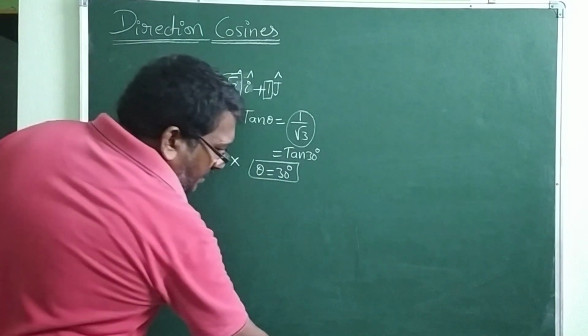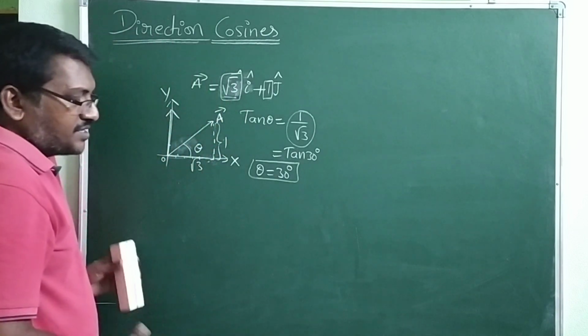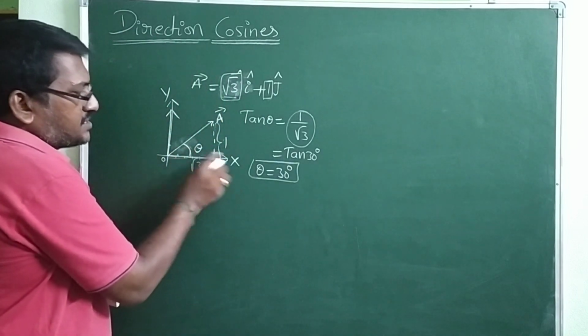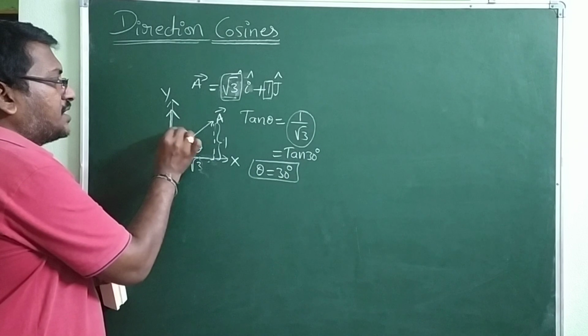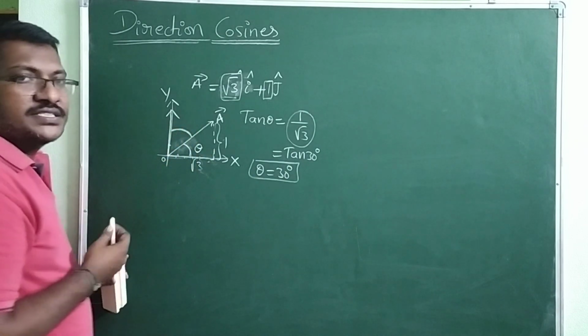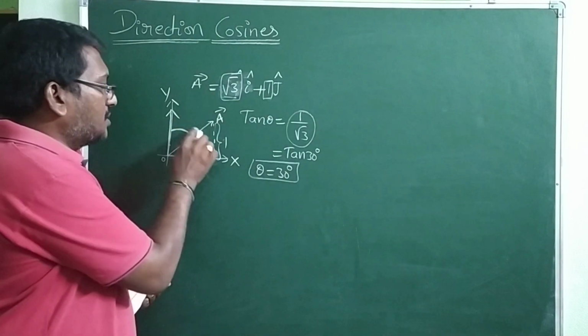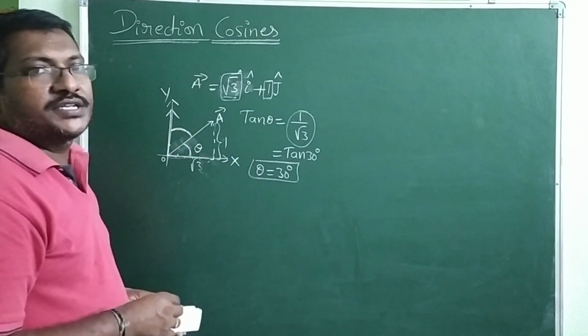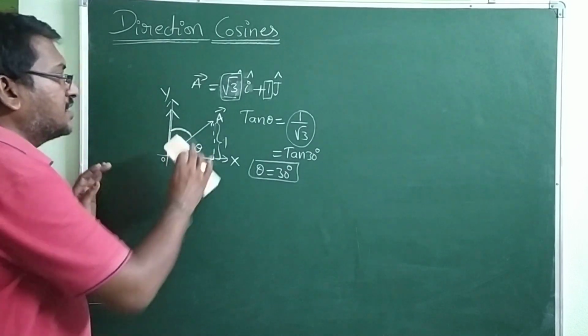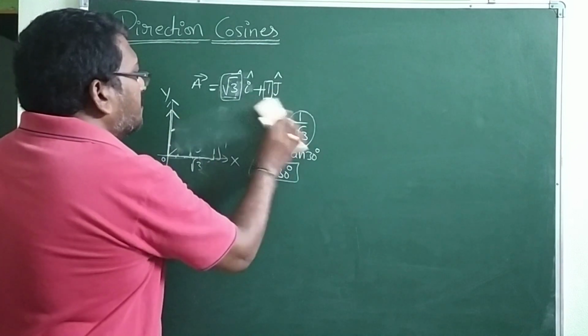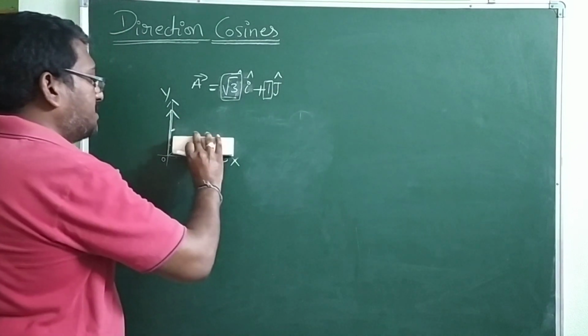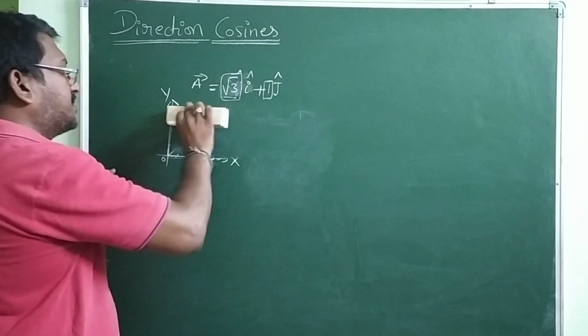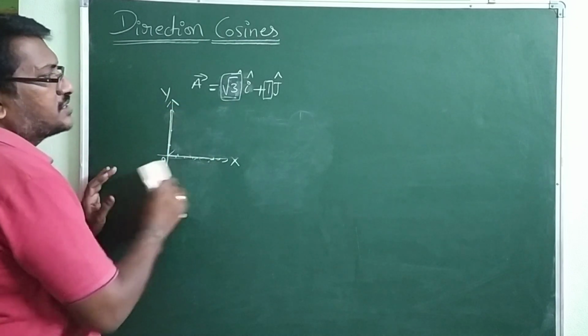What is the angle made by this vector with the y-axis? For example, with the x-axis it is 30. Similarly, with the y-axis it becomes 60. Totally it is 90, this is 30, so automatically it becomes 60 degrees. So you can calculate like that the direction of the vector with the x-axis, that means the angle made by the vector with the x-axis or horizontal.